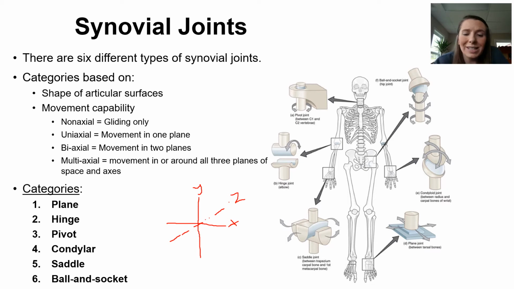In addition to these hinge joints, we also have pivot joints. An example of a pivot joint is the one that occurs between the atlas and the axis. This one allows us to shake our head no. This is movement that's occurring in just one plane.